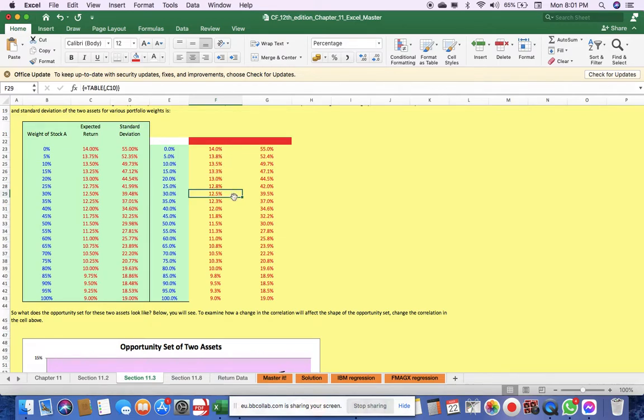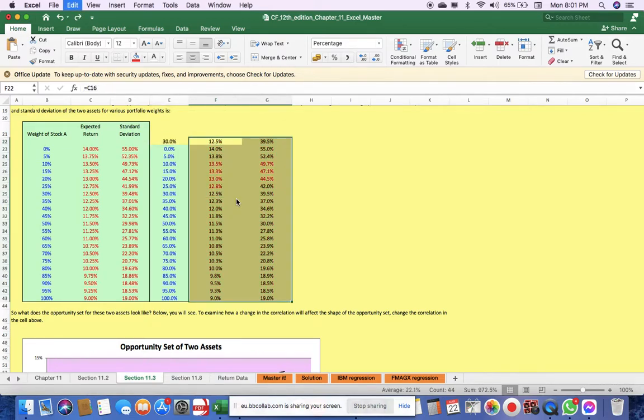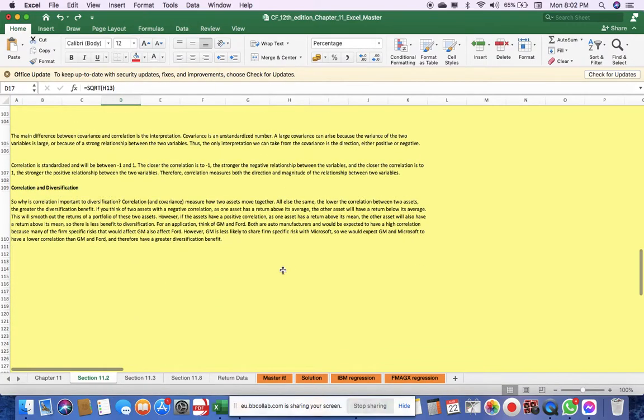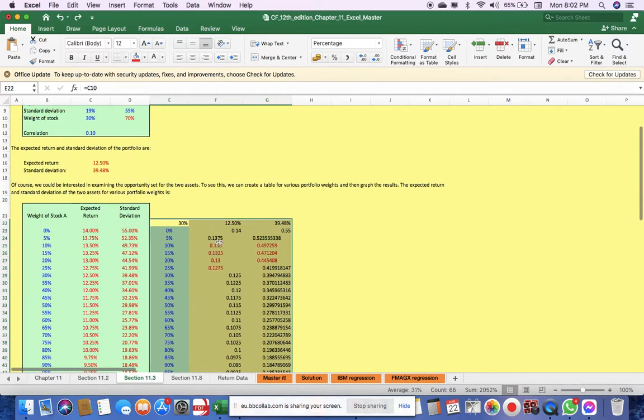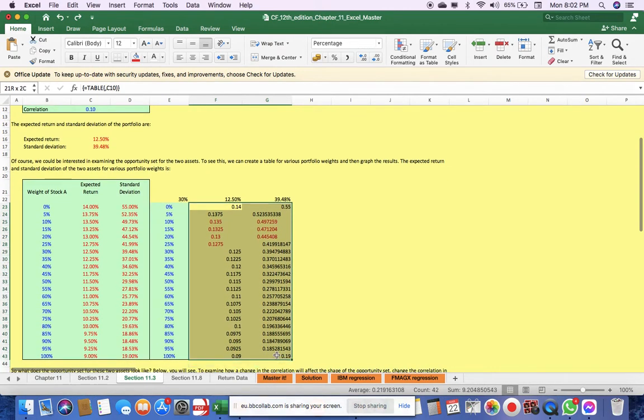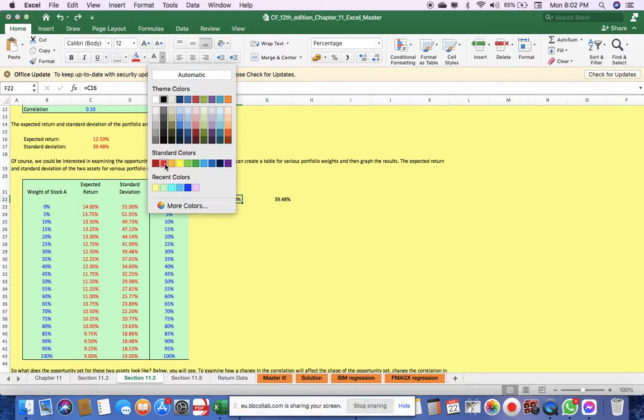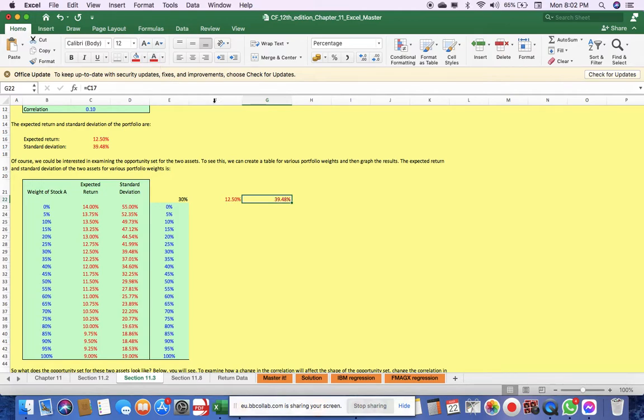Now it is clear. Again I am saying what I have done here. I simply put the formula for calculating the expected return here. I put the formula here for calculating the standard deviation here, right? Okay.